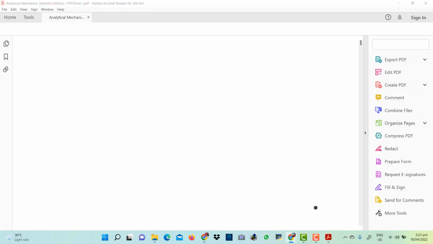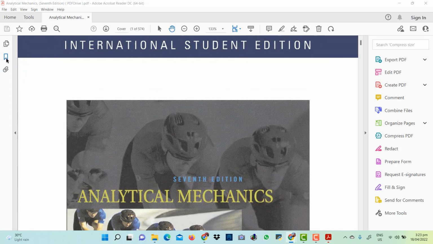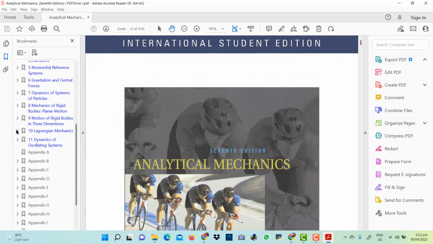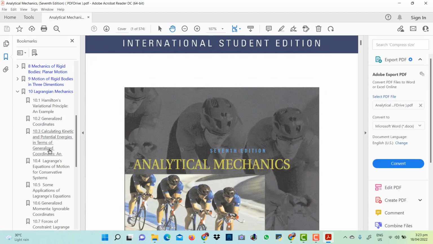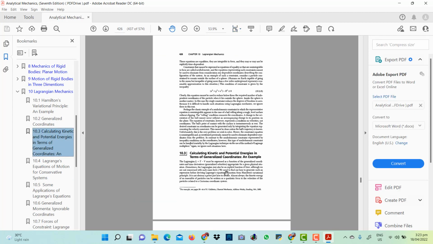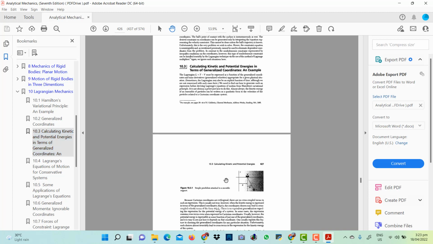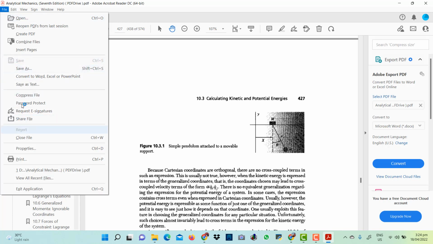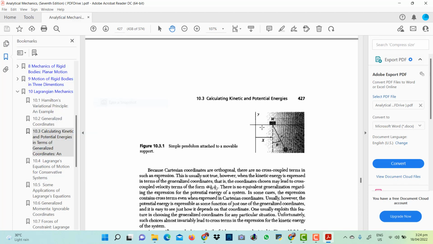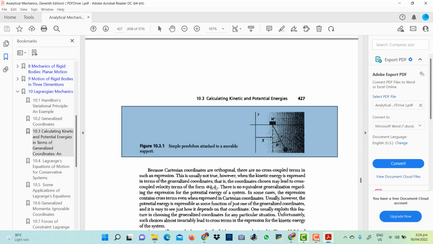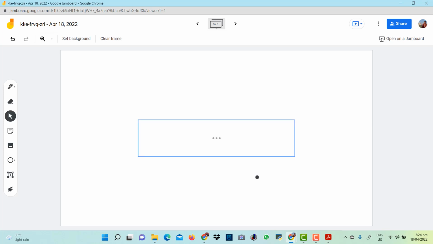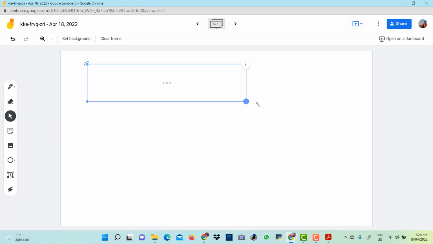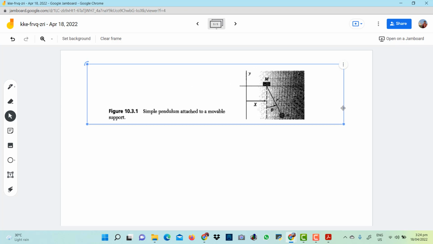Say, for example, a pendulum attached to a movable support. I think we solved this one last time. Okay, and we know the Lagrangian of this system. It is equal to this.